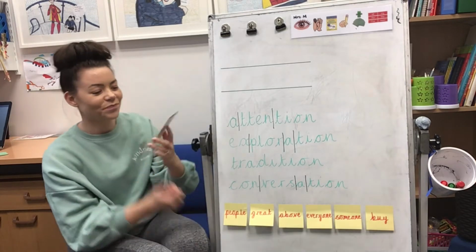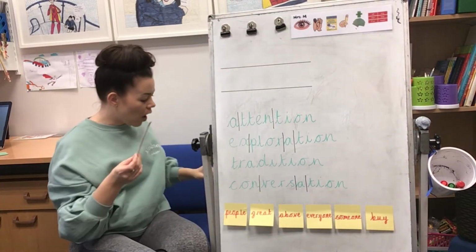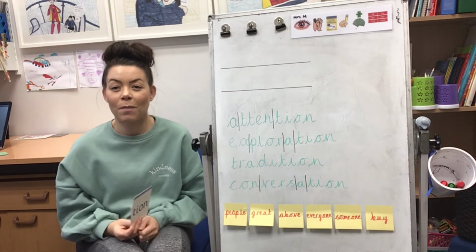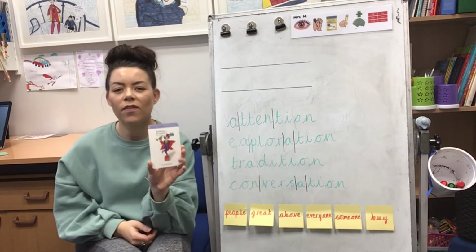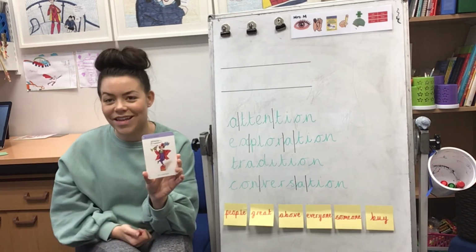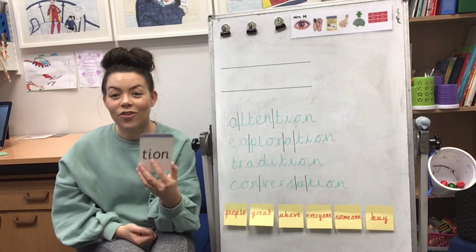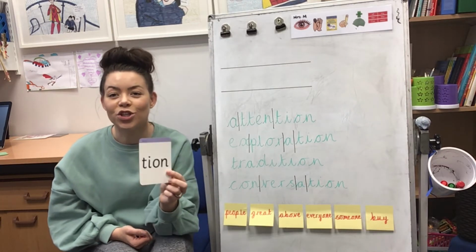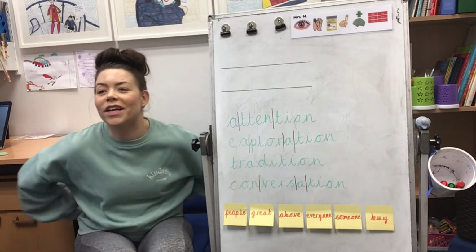Well done. Okay, so we're going to play a game like we usually do. I'm going to hide this card behind my back, and if I show you this side, I want you to say the rhyme, which is it's a celebration. If I show you this side, I want you to say the sound, which is shun. Okay, let's get going.